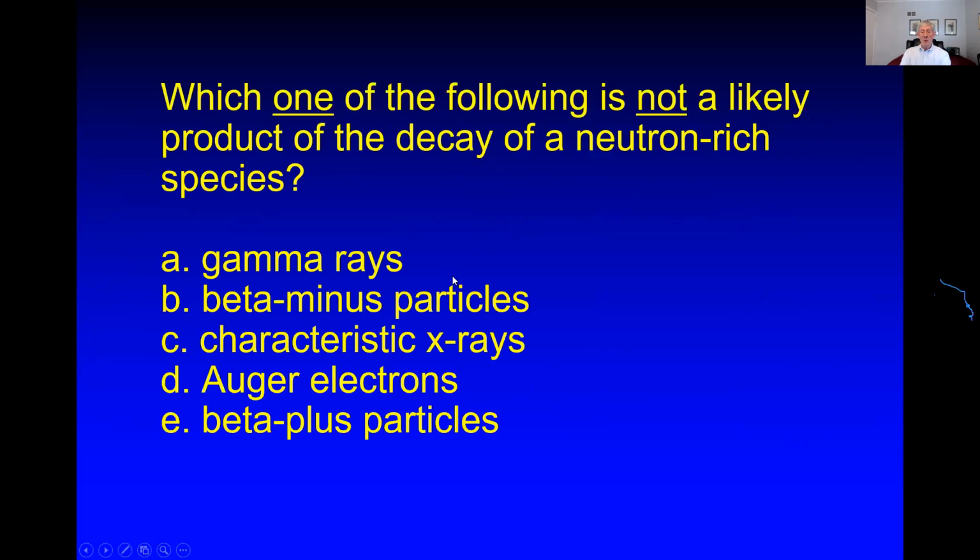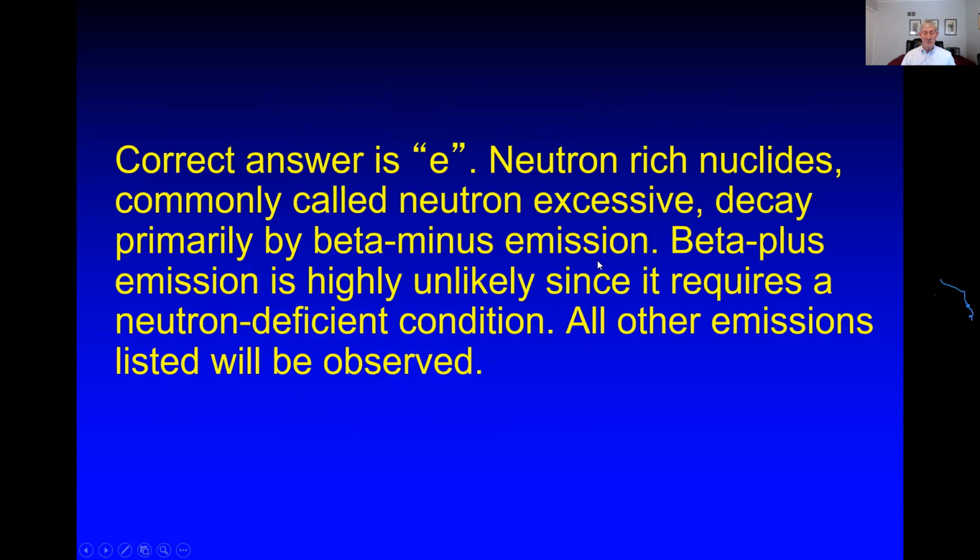Which one of the following is not a likely product of the decay of a neutron-rich species? Neutron-rich means neutron excessive. It's got more neutrons per proton than it needs to achieve stability. So which one of those are you not going to get from a neutron-rich species? E. Beta plus particles, not possible, because in neutron-rich, you're going to get beta minus particles. So beta plus is not possible. Good.